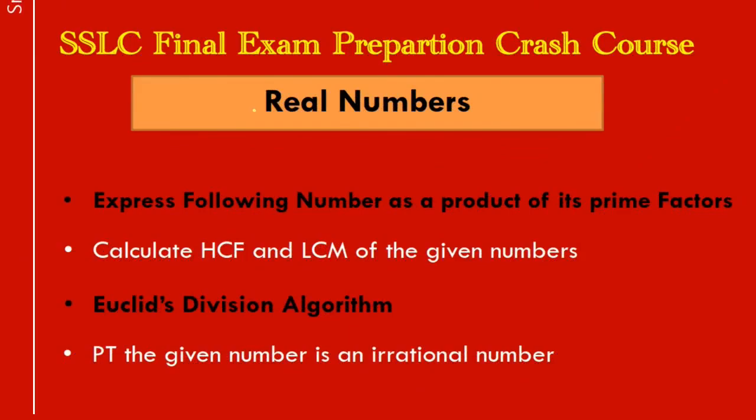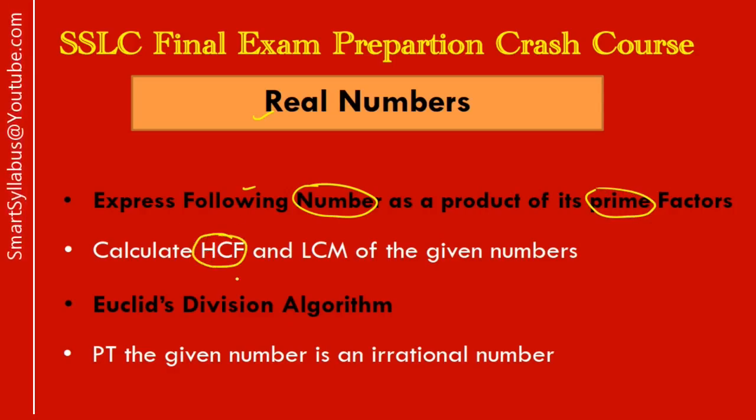So students, as you all know, we are already dealing with real numbers. Under this real number section, there are four very important points. One is expressing a given number as the product of its primes, in the sense prime factors, plus calculating HCF and LCM, as well as EDA, Euclid's division algorithm, plus using Euclid's division algorithm to find the HCF of two given numbers. About these two we have already studied in the previous videos. If you have not yet seen those videos, you can follow the description link and you can get those videos there.